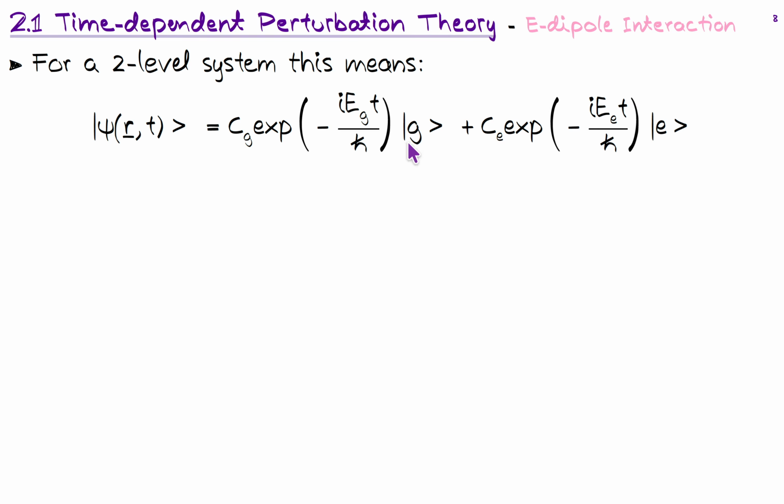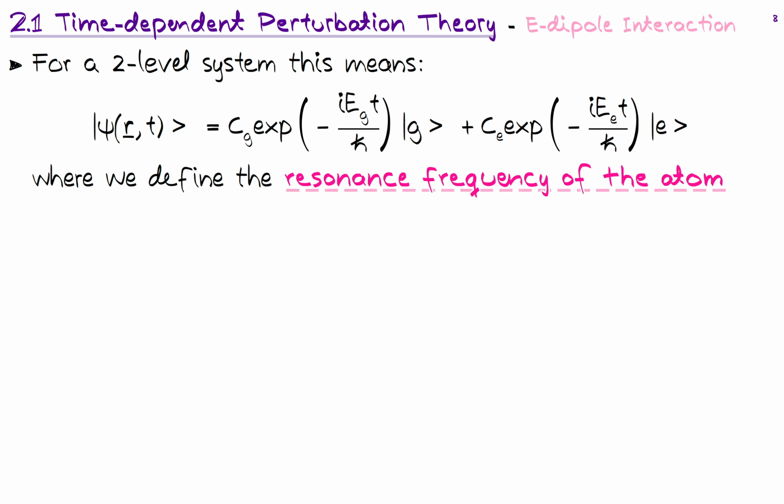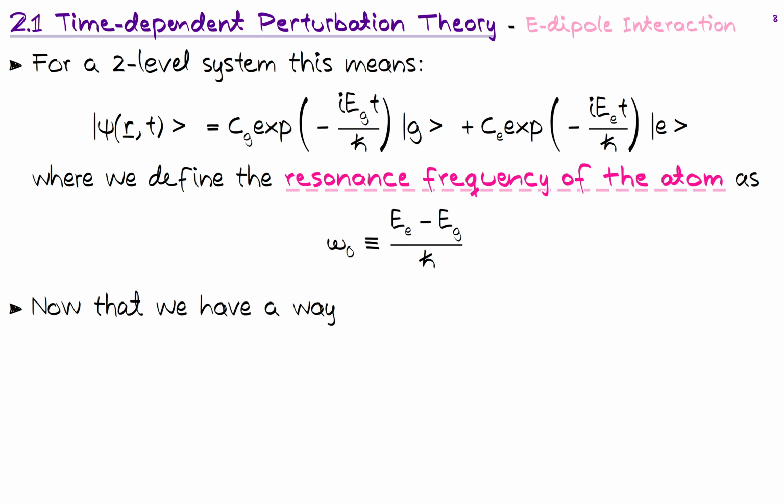So either it could be, for example, in the ground state, and then this C_g would be unity and this would be 0, or it can be totally in the excited state, or of course in the most general case, we will have a superposition state. And here we define the resonance frequency of the atom, omega naught, in a form that's basically just the energy difference divided by the h bar. So this is a way to really represent the wave function.